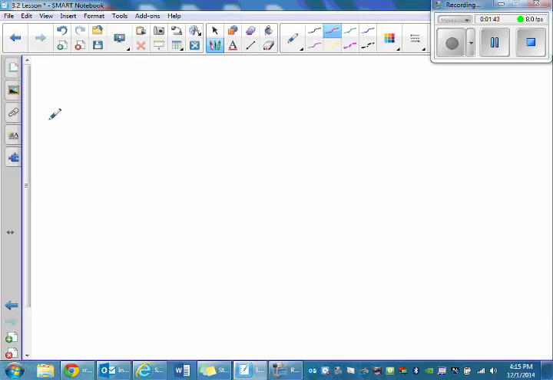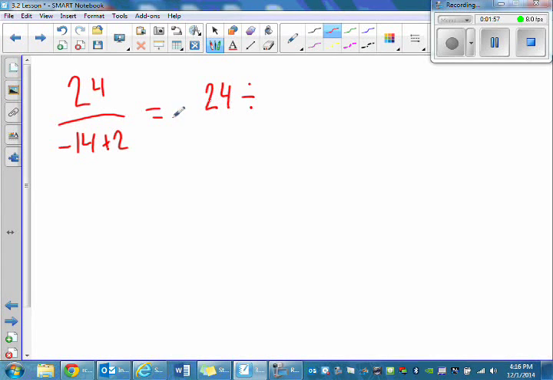when dealing with order of operations. So let's say I have 24 over -14 plus 2. You should think of this as 24 divided by everything underneath the fraction bar. Okay, because remember, a fraction bar is a division sign also. So you're dividing by -14 plus 2.